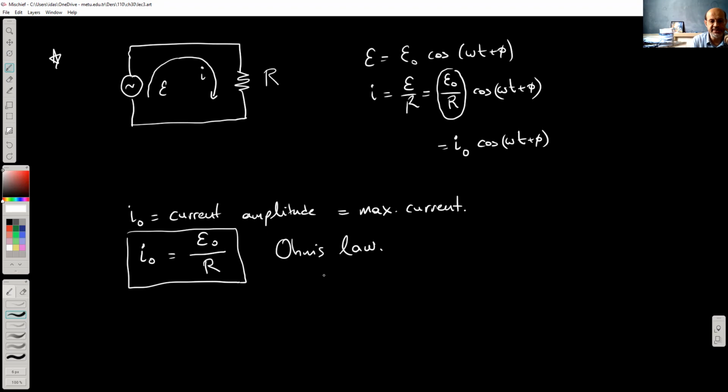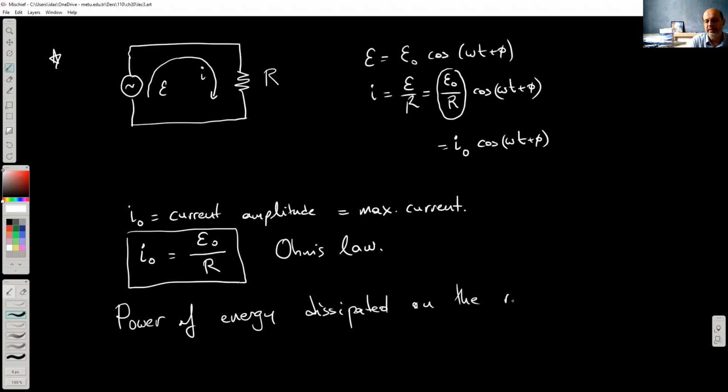Unfortunately, nobody uses this expression. Nobody uses the amplitude; they use something called an RMS value. But let me introduce this. I don't have much time, so I'm going to start from here tomorrow. But let's talk about the power of energy dissipated on the resistor.